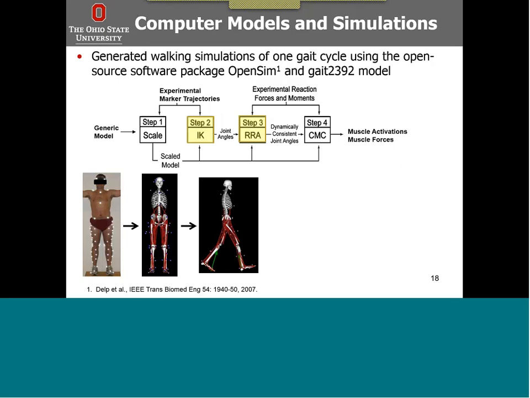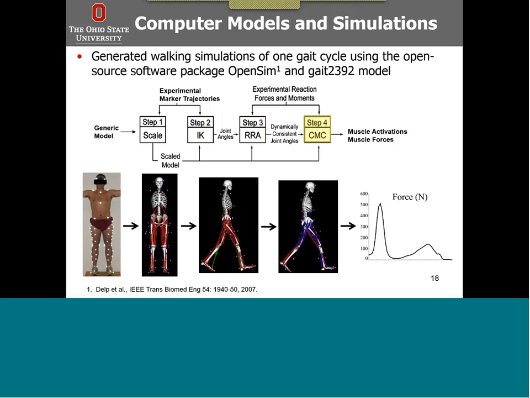We then use something called a residual reduction algorithm, or RRA. This makes small adjustments to the model kinematics in order to resolve dynamic inconsistency that arises between model kinematics and experimental ground reaction forces due to experimental errors and modeling assumptions. And then we use computed muscle control, or CMC, to calculate muscle excitations and forces in all of our lower extremity muscles that produce a coordinated muscle-driven simulation of the subject's gait.